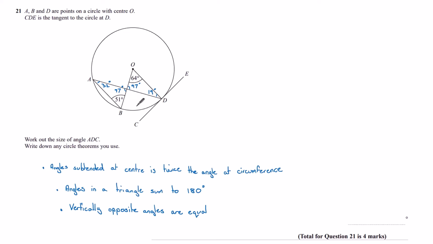And now I can finally find my angle ADC, because a tangent will meet the radius of a circle at 90 degrees. And so 90 take away 19 is 71 degrees. So my angle ADC is 71 degrees.